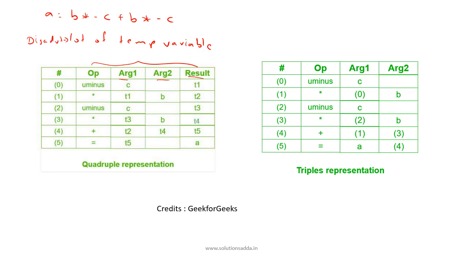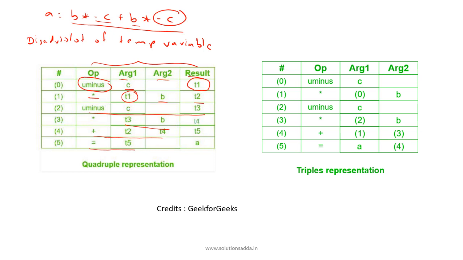So how is this represented? First we represent minus c, with argument 1 as c and the operator unary minus. This is stored in result t1. Then it is multiplied with b, so t1 is minus c, multiplied with b and stored in t2. A similar operation happens for this minus c, and then t3 is multiplied with b and the result is stored in t4. Finally we add t2 and t4, and t5 is assigned to variable a.